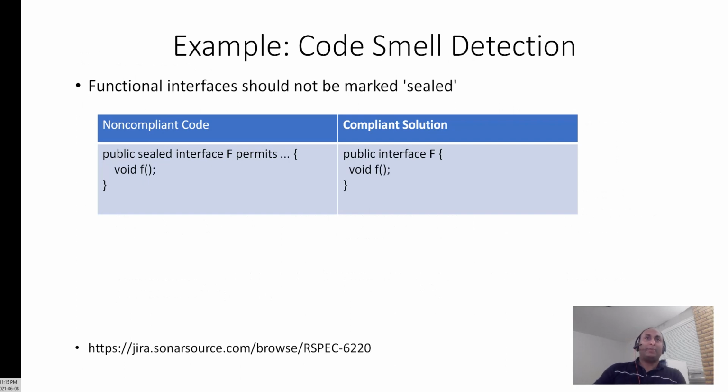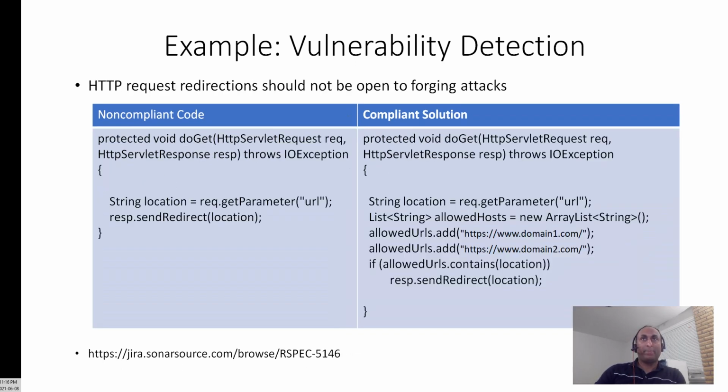Here is one simple example of a non-compliant code identified by SonarQube, and it is categorized as code smell. It simply suggests that functional interfaces should not be marked as sealed in the Java code. This is another non-compliant code identified by SonarQube, and it is categorized as vulnerability, and it says that HTTP request redirection should not be open to forging attacks, and the suggested refactored compliant solution emphasizes performing input validation on the URL before redirection.